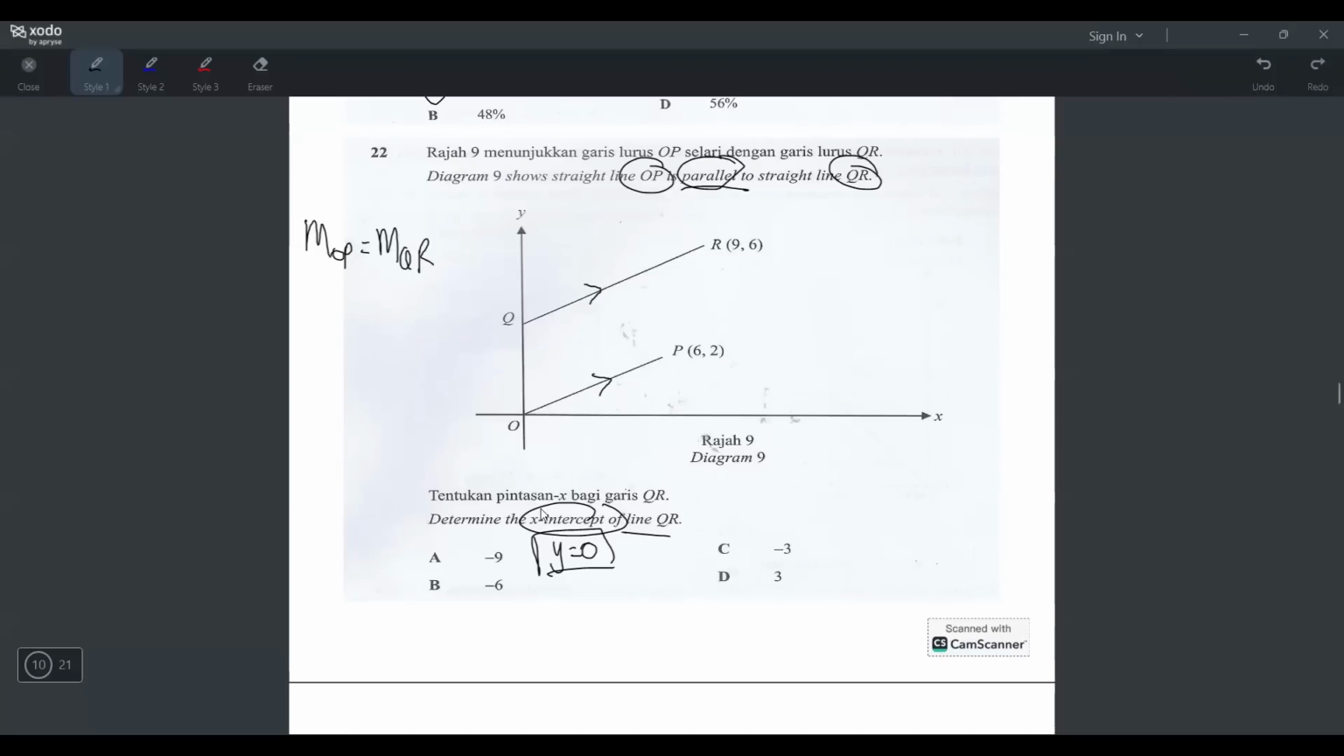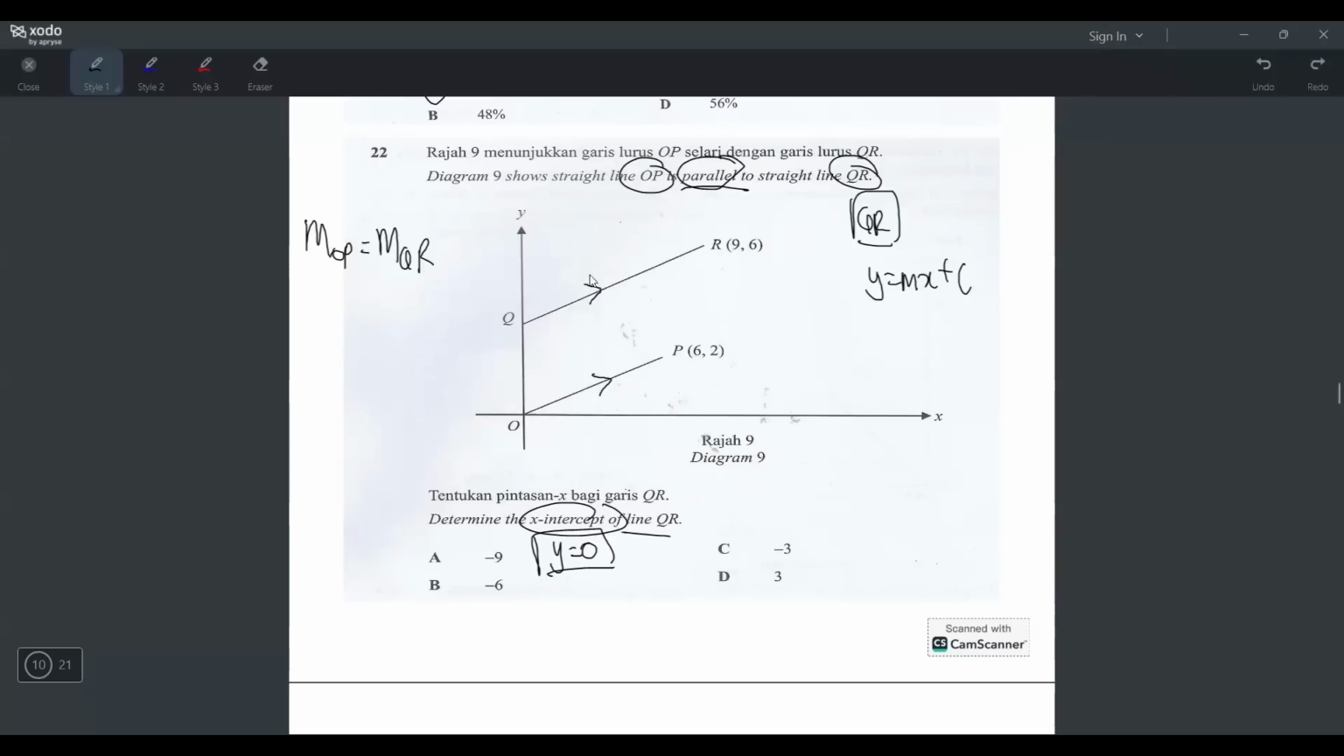But for this case, they are asking for the x-intercept of QR. So you need the full equation for QR and then substitute y equals 0, right? So now my job is to find the equation of QR. And the equation of QR must be y equals mx plus c, because this is a straight line. When it's a straight line, then the equation will look like this.